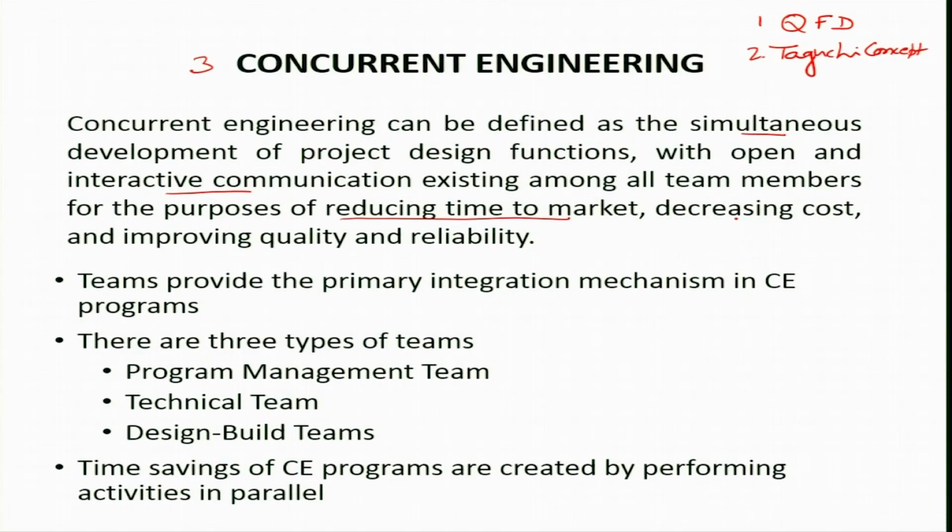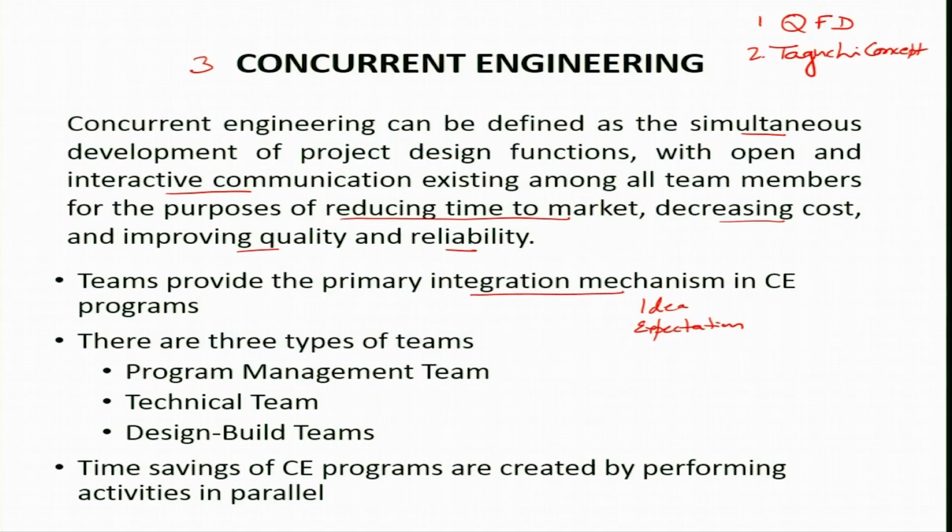And obviously, because there are no iterations or no improvements or no backtracking of the design process, the total cost of developing the product will also decrease drastically. And it will improve the quality and reliability of the design also, because these factors are taken into consideration right in the beginning of the idea generation stage itself. So the team provides a primary integration mechanism in a concurrent engineering program. It integrates the ideas, thoughts and requirements of all the stakeholders. They may have different ideas about the product, different expectations from the product design, so they are taken care of in the beginning itself.